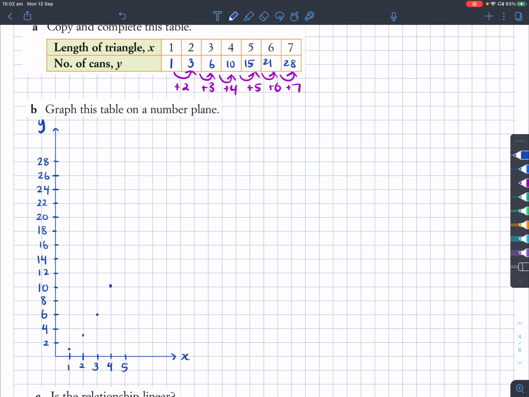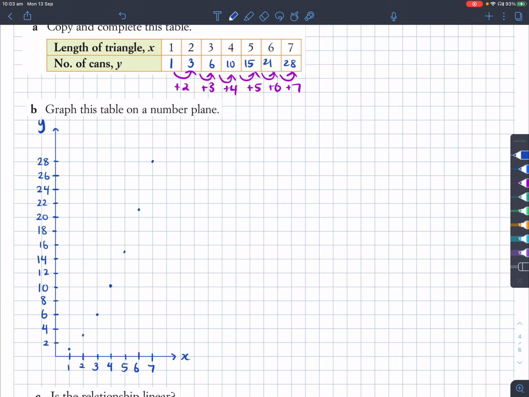5, 15, so 5 right, 15 upwards will be that one. And I've got 6 and 7. For 6 as the x value, my y value is 21. That would be over here. And then 7, 28 would be our last point. So that is right there.